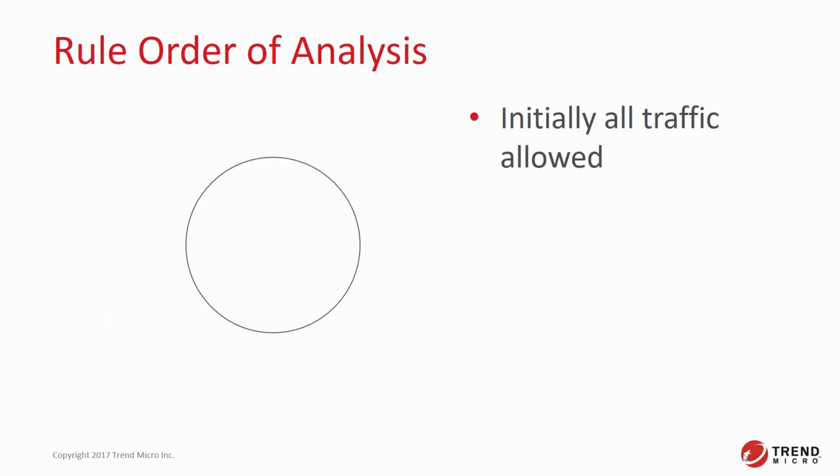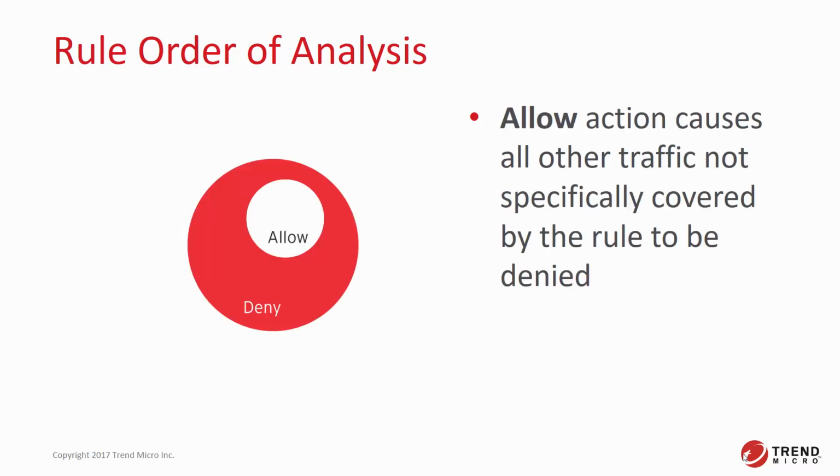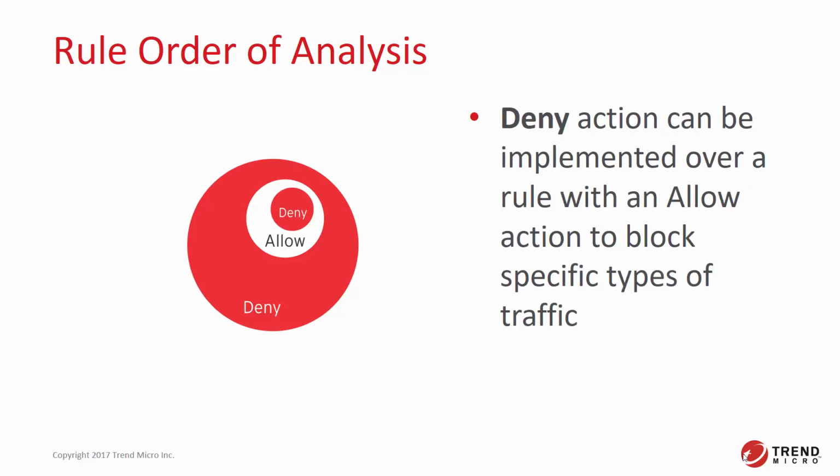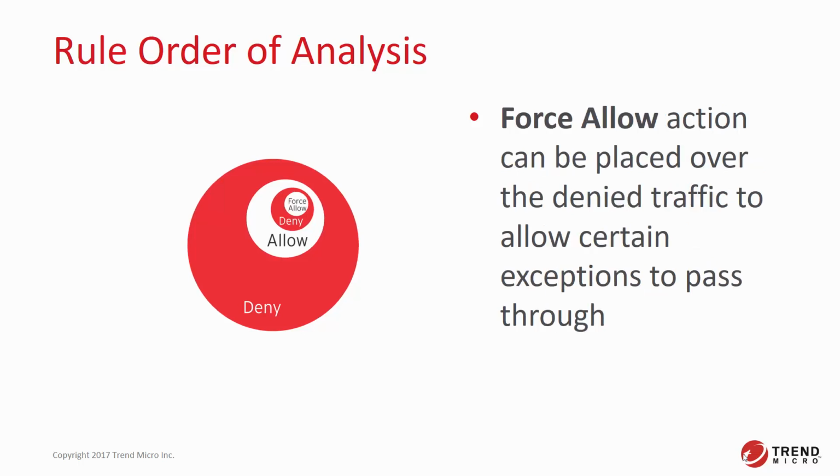When the Deep Security firewall is initially enabled, it behaves as a permissive firewall, permitting all traffic by default and only blocks traffic believed to be malicious based on signatures or other information. Implementing a firewall rule using the allow action will cause all other traffic not specifically covered by the rule to be denied. A firewall rule using the deny action can be implemented over a rule with an allow action to block specific types of traffic.